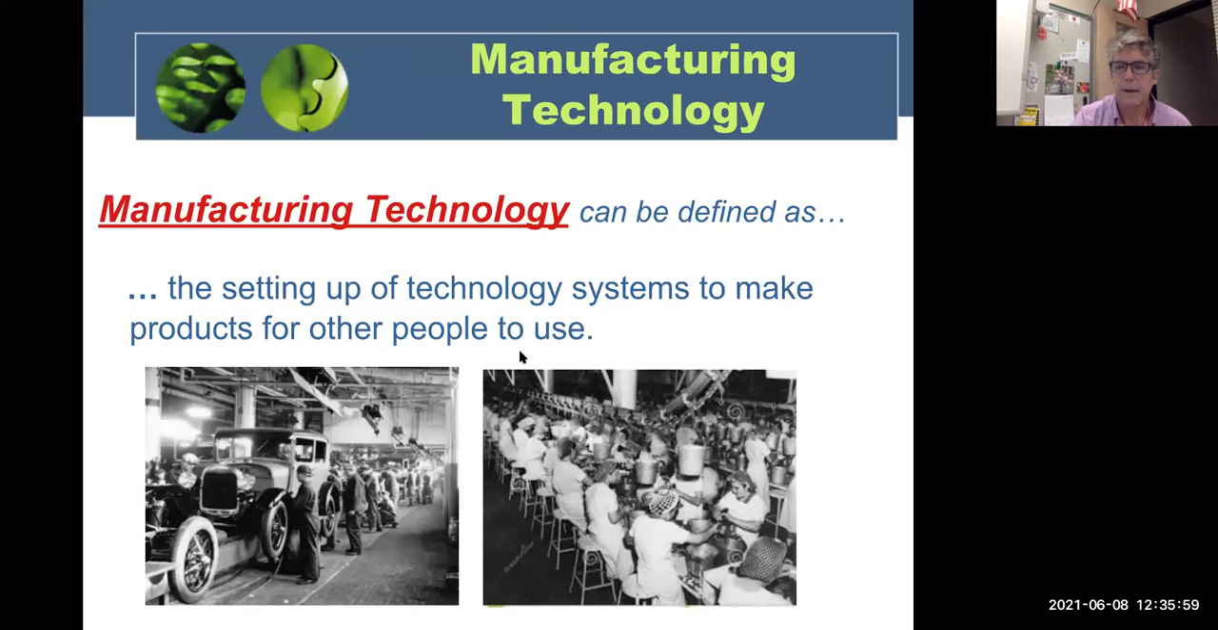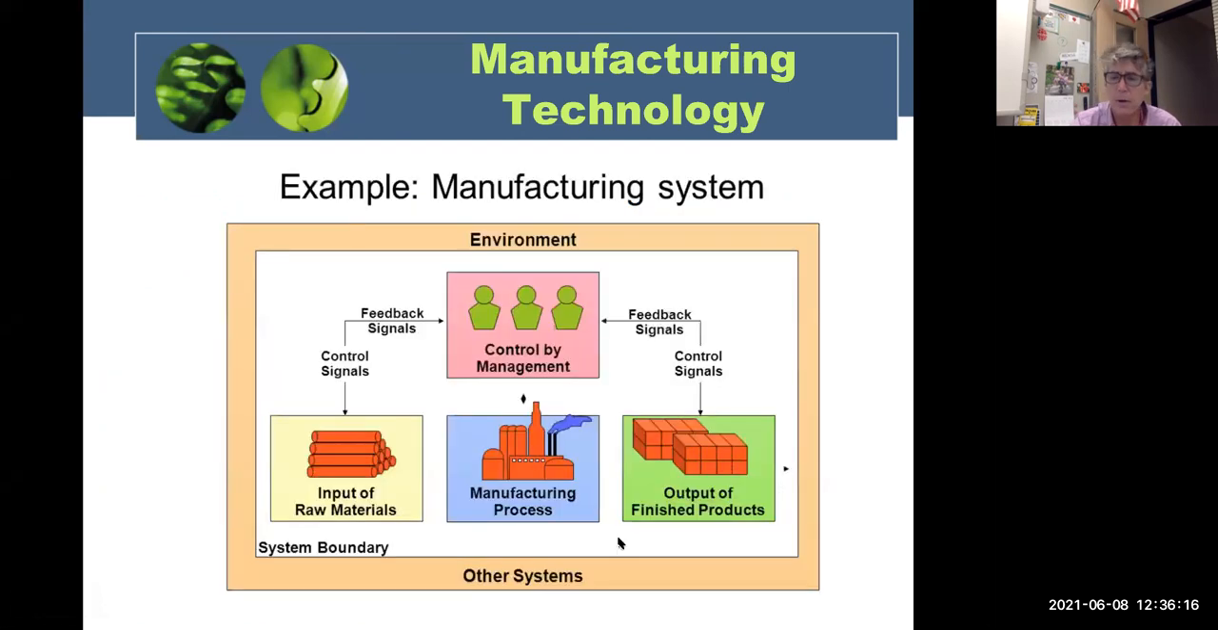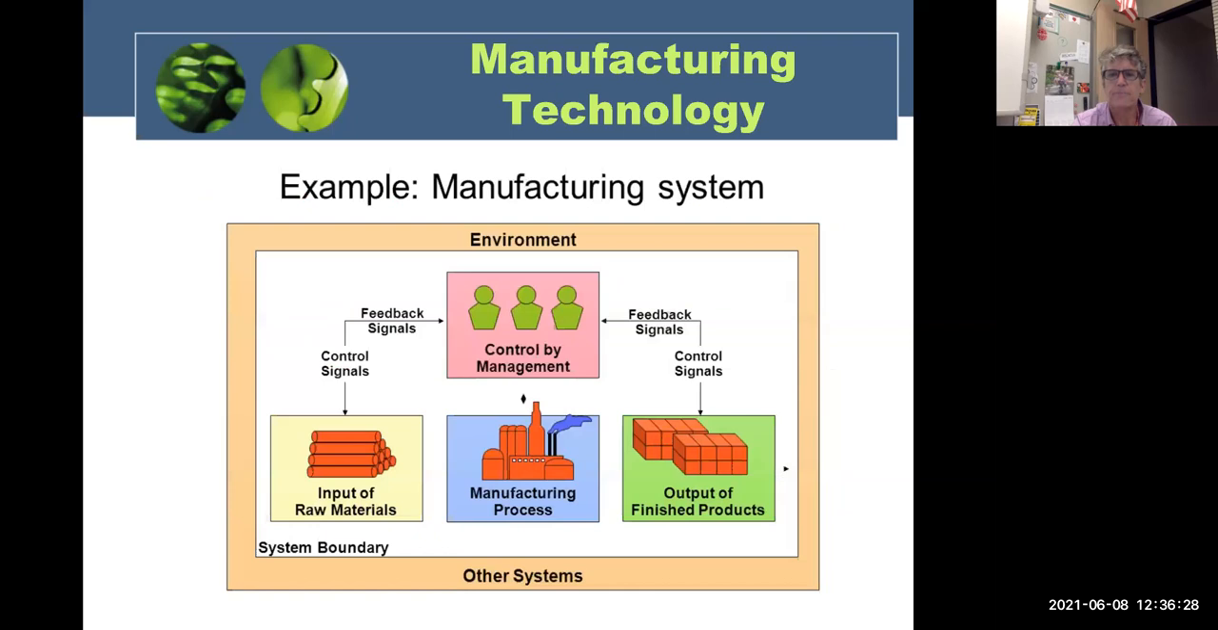Get back on this page. There we go. So here's a more modern assembly line, and see how the workers can actually be under the cars. I have no idea why these guys are in decontamination suits making peeled oranges. All we know is someone else is going to benefit from them, right? Setting up technology systems to make products for other people to use. In theory, their product is a peeled orange.